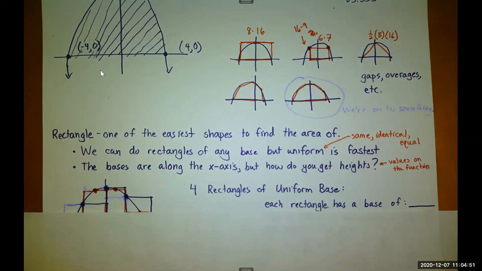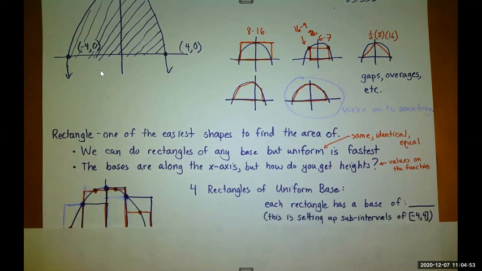Base was 2 units. We refer to this when we talk more about the method. Don't look at this picture over here yet. This is setting up subintervals from -4 to 4. So what do I mean by subintervals from -4 to 4?